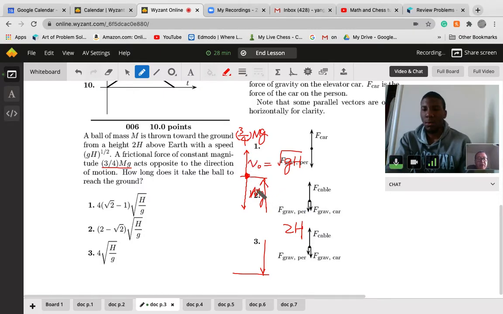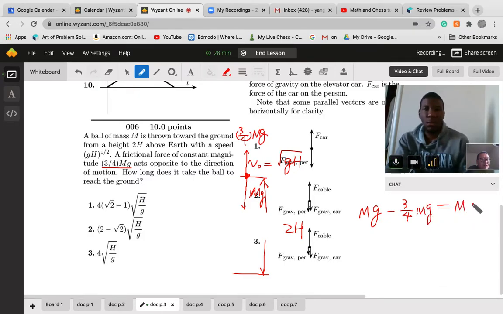So from these forces, we can get a formula: m times g minus 3/4 times m times g. This one equals m times acceleration, right? This one is the net force on this object. Then you use Newton's law. This one equals m times acceleration. By this way, we can get the acceleration of this object.